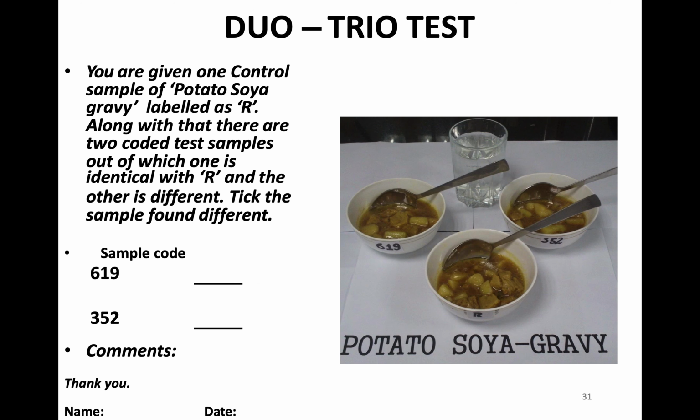So there is an example of a duo-trio test where panelists were given a control sample of potato soya gravy labeled as R. Along with that, they were given two coded test samples, out of which one is identical to R and the other is different.